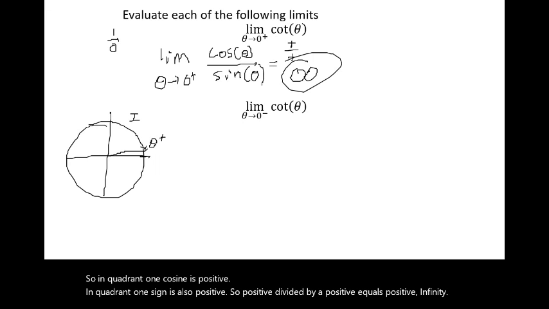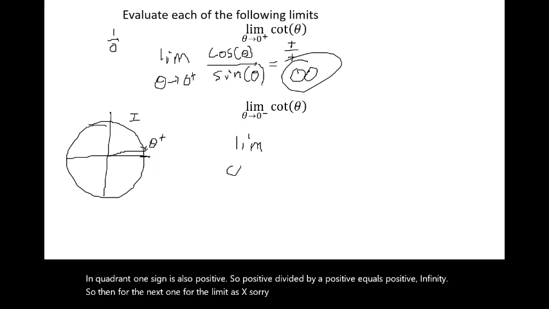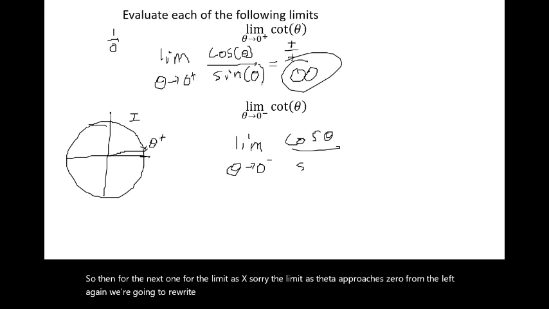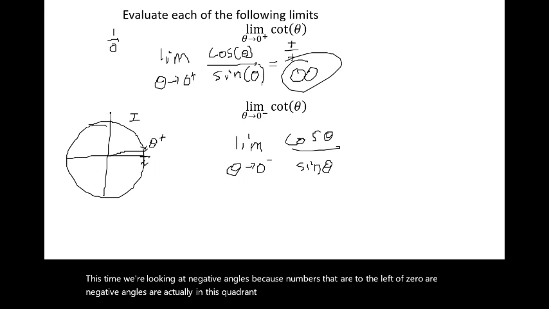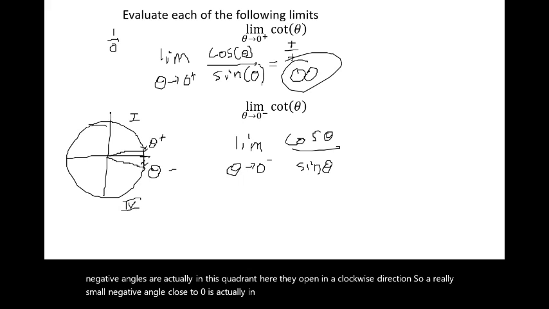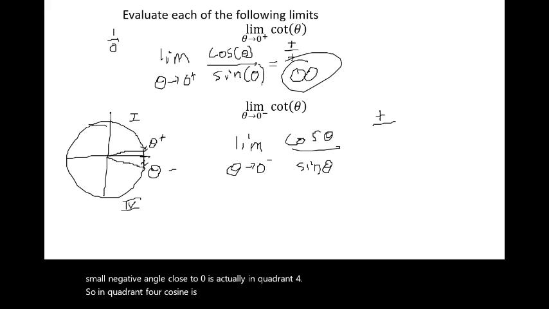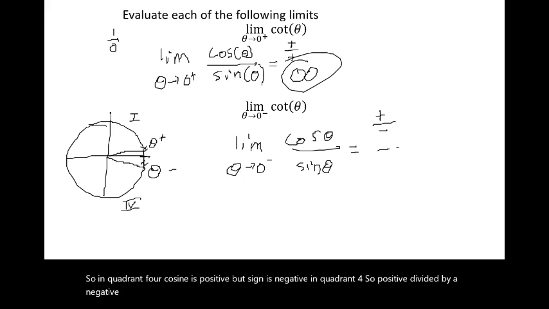So then for the next one, for the limit as theta approaches 0 from the left, again, we're going to rewrite cotangent in terms of sine and cosine. This time, we're looking at negative angles because numbers that are to the left of 0 are negative. Negative angles are actually in this quadrant here. They open in a clockwise direction. So a really, really small negative angle close to 0 is actually in quadrant 4. So in quadrant 4, cosine is positive, but sine is negative. So positive divided by a negative gives us a limit of negative infinity.